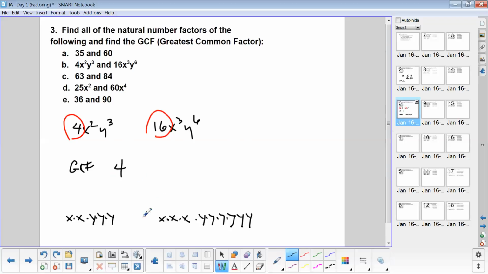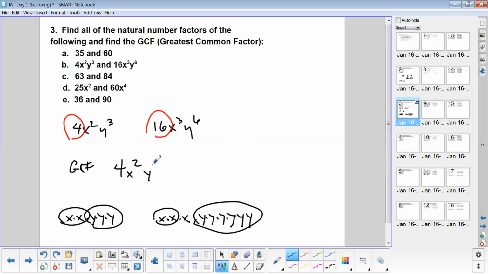So when you're looking for the common factor, you're looking at 2 and 3. It's what they have in common, and they only have 2 in common. So you get x squared, and it happened to be the smaller of the 2 exponents. Here you've got y to the third and y to the sixth. The only thing they have in common are 3 y's, so it would be y to the third, and notice it would be the lower of the 2 exponents. Your GCF would be 4x squared y to the third.